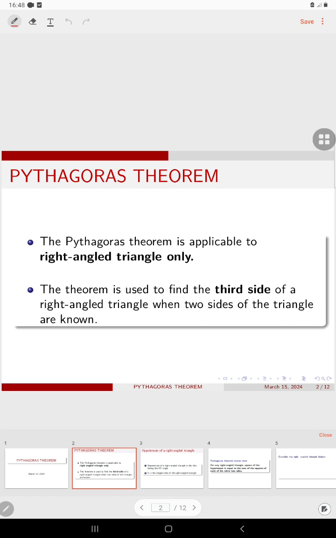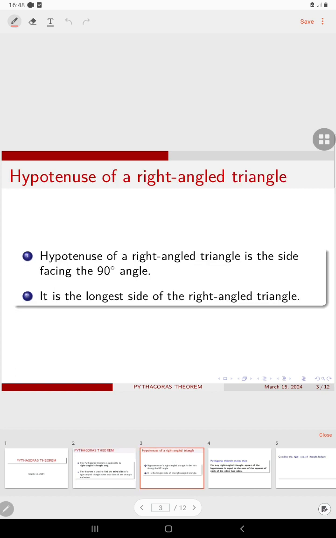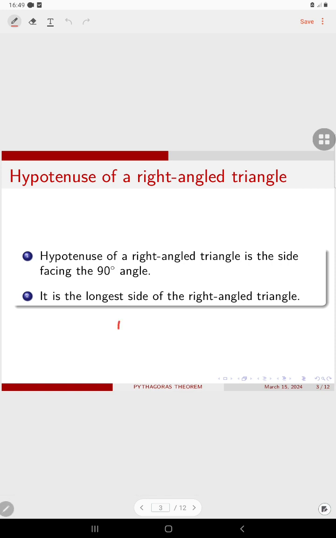How can we know this theorem? Before we know the theorem, I want us to talk about what we call the hypotenuse of a right angle triangle. When you have a right angle triangle, this is an example of a right angle triangle. Let me call here X, let me call here Y, and let me call this side Z. The side which is facing the 90 degree angle, this sign I've drawn there is the 90 degree. So the side facing the 90 degree is the hypotenuse. So in this diagram, this Z is our hypotenuse.